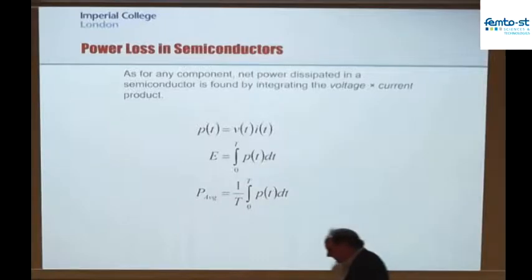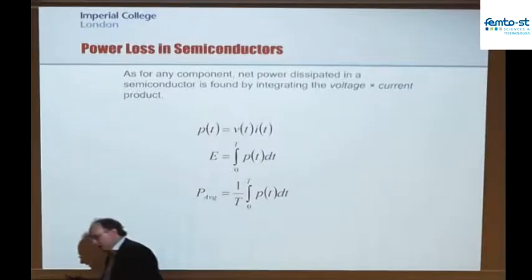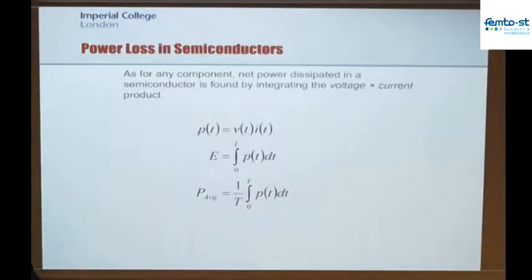Okay, so that is most of what I want to say about the overall principles of operation of this type of power converter. That step-down type of power converter is called a buck converter.